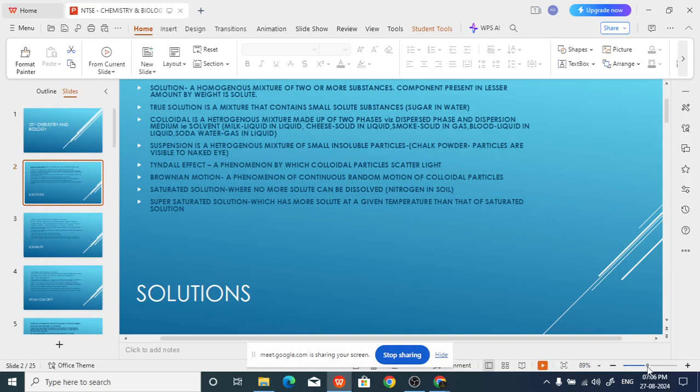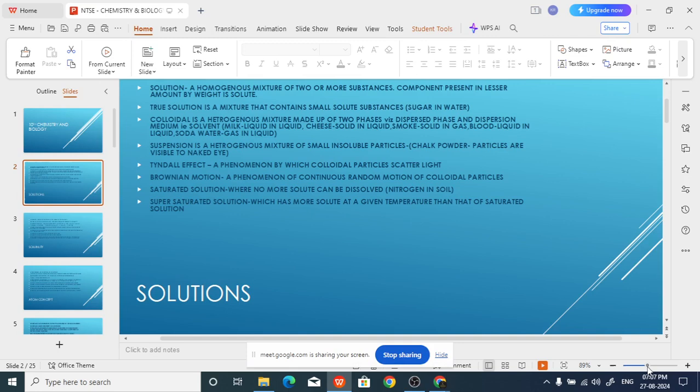A supersaturated solution: in a saturated solution you cannot put more solute. But if you heat the saturated solution, then it can dissolve some more solute. That is called a supersaturated solution, which has more solute at a given temperature than that of a saturated solution. These are something you need to keep in mind.